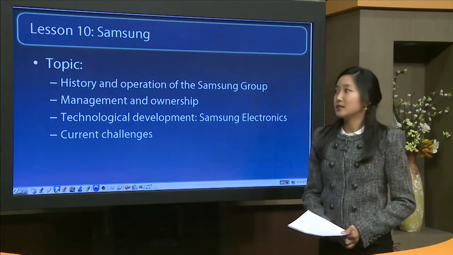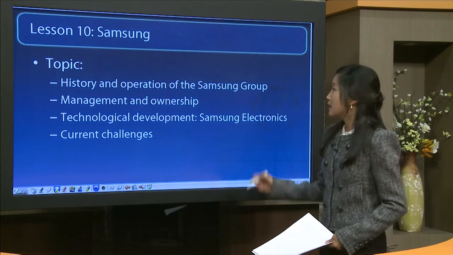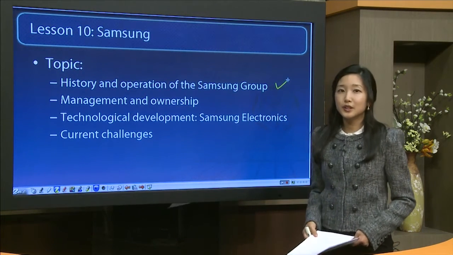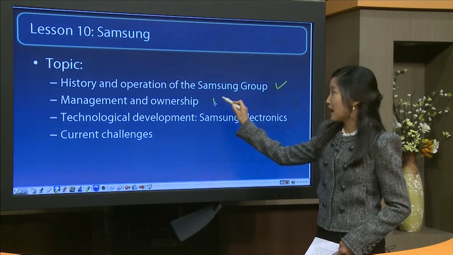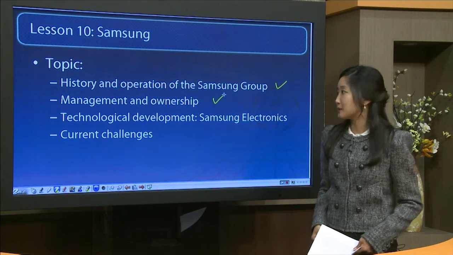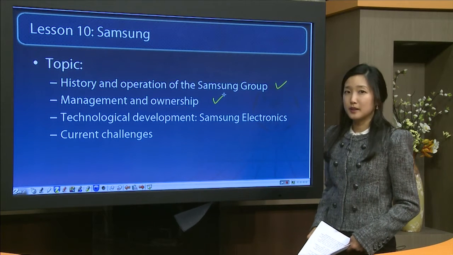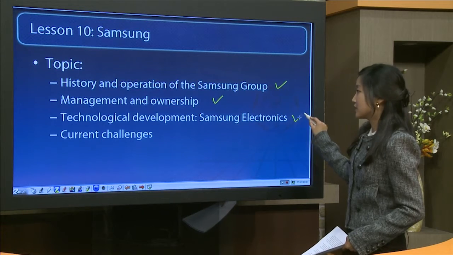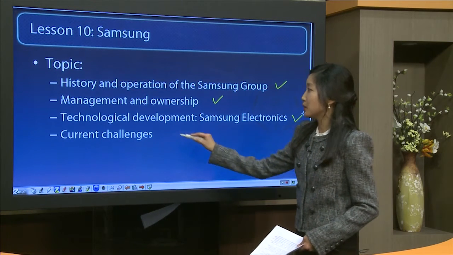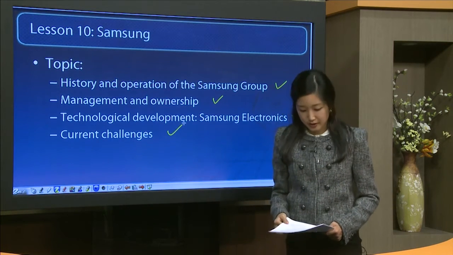In today's lesson, we cover 4 topics. The first topic is the history and operation of the Samsung Group. The second topic is the management and ownership of the Samsung Group. The third topic is the technological development of Samsung Electronics. And fourth, we cover the topic of current challenges.